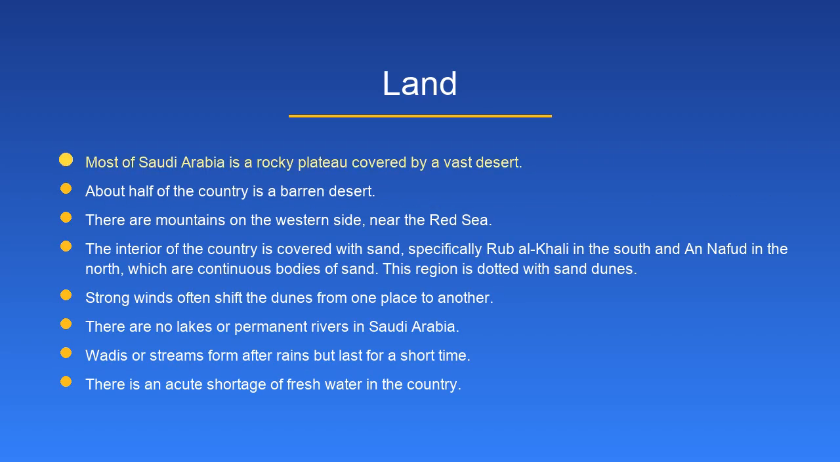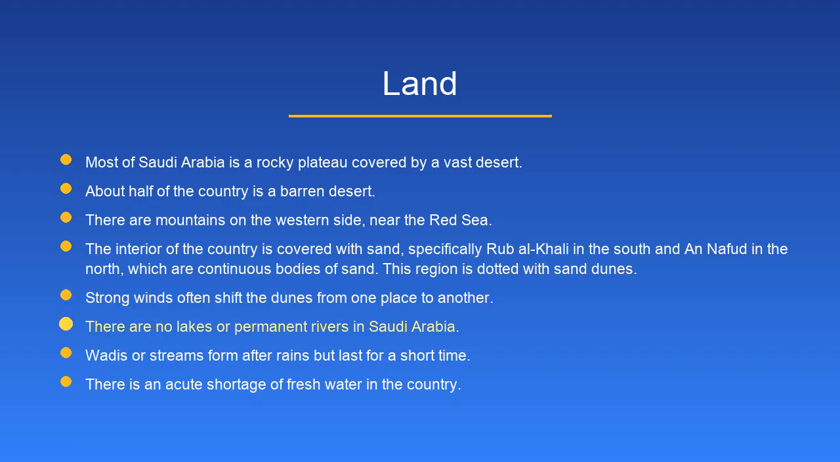Land. Most of Saudi Arabia is a rocky plateau covered by a vast desert. About half of the country is a barren desert. There are mountains on the western side, near the Red Sea. The interior of the country is covered with sand, specifically Rub al-Khali in the south and Nafud in the north, which are continuous bodies of sand. This region is dotted with sand dunes. Strong winds often shift the dunes from one place to another.